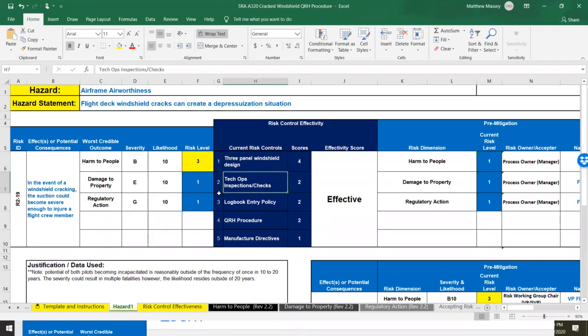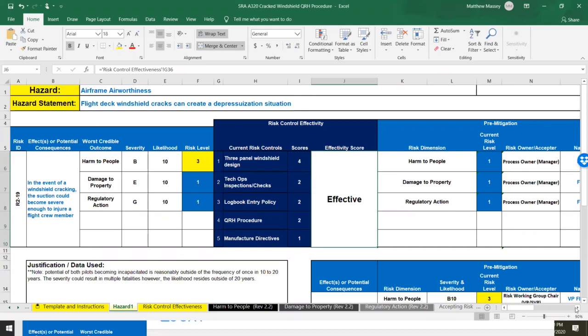They've got tech ops inspections and checks. They've got logbook entry. If the pilots see anything, any cracks in the windshield, they can write it up. They have that QRH procedure, that quick reference handbook procedure, if there is a depressurization situation that they can comply with, and they have manufacturer directives. So all in all, without making any changes whatsoever, they already have an effective system.